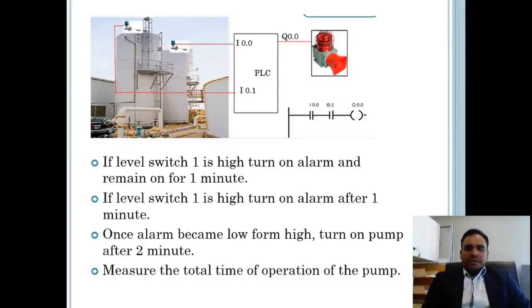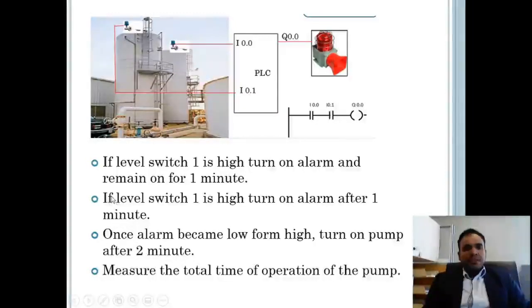See this picture, and suppose we need to program in such a way that the alarm should be high if both these level switches are high, you can program it like this. It's an AND gate operation. But if level switch 1 is high, turn on the alarm and keep it on for 1 minute. How will we do that? We need a timer for that.